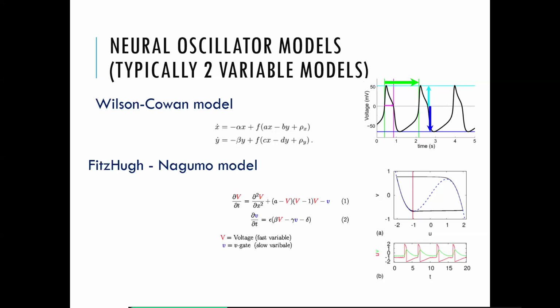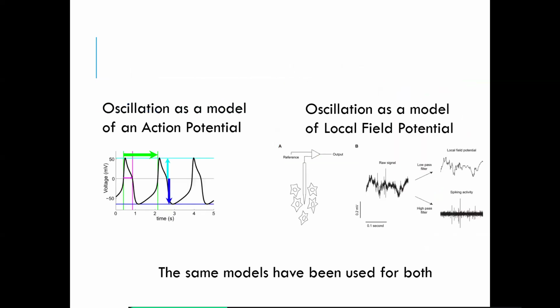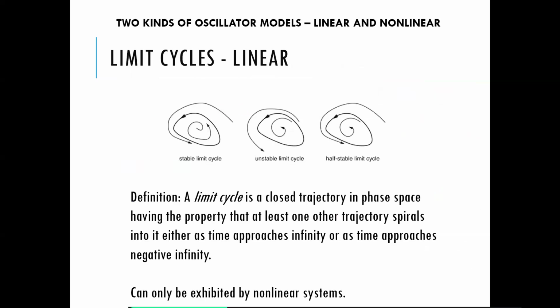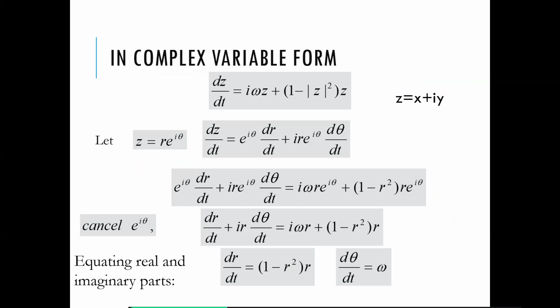So we have seen that a lot of these popular neuron models are all oscillator neuron models. They are limit cycle oscillators. We have seen some in the last couple of days. Morris-Lecar, van der Pol, and Hopf oscillator, and so on and so forth. They're all limit cycle oscillators. We have seen all this before. So let us now go back to Hopf oscillator.